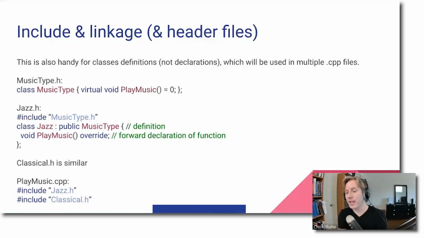So below that, we have classical.h. It's going to be similar to jazz.h, where it'll include musictype.h and it'll derive from it. And then at the very bottom, we have this playmusic.cpp. That's going to include both jazz.h and classical.h. And as a result, we kind of make this diamond shape where we've included these two files, but they both include that file. And now we have multiple definitions of this class musictype. That's a problem. You're not allowed to have multiple definitions.